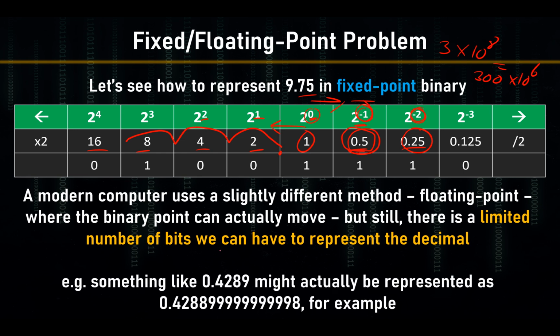So something like 0.2489, maybe we can't represent that properly. Because if you think, 0.5 is too big. We will need a 0.25. Then we're going to need a 0.125. That's going to get us to 0.375. Then maybe we're going to need the next one, or the next one. But if we add all of those up, maybe we're only going to get something like this.